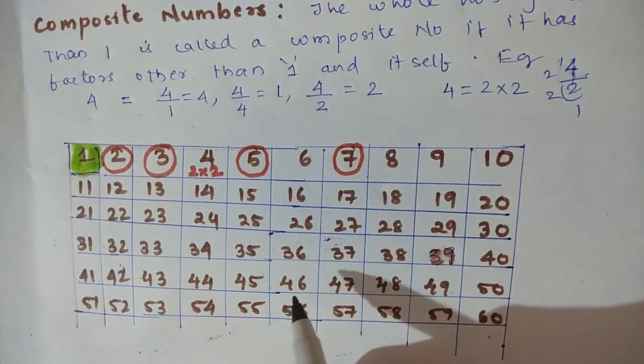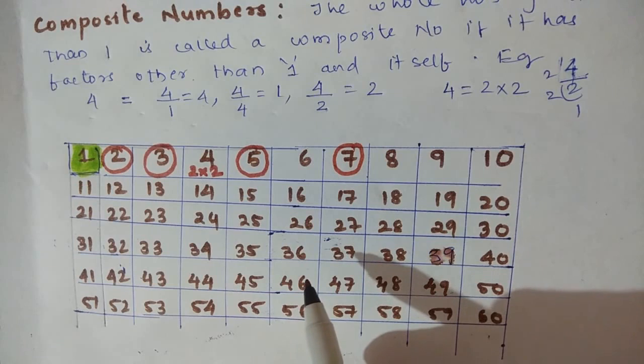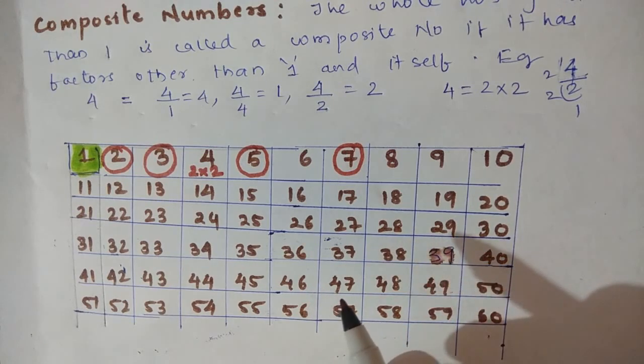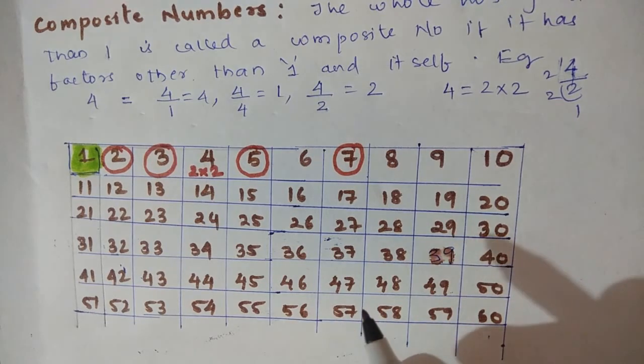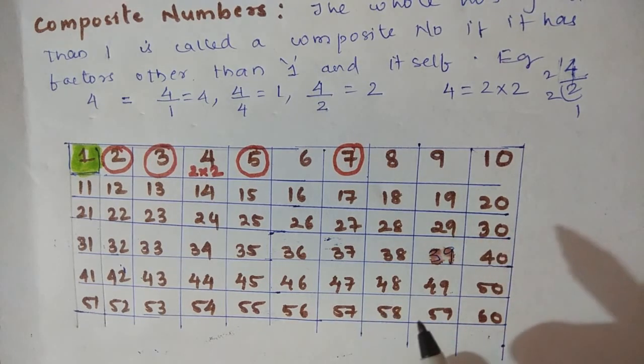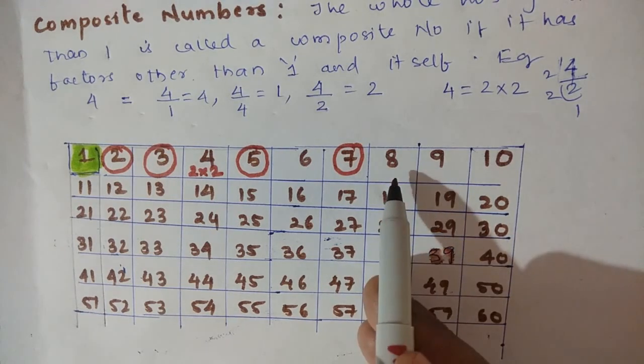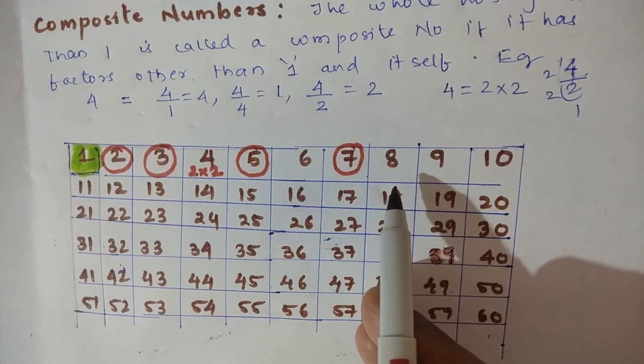What about 8? 8 can be written as 4 into 2 or 2 into 4, right? So 1 into 8 is 8, and 8 into 1 is also 8. So 1 and 8 are factors of 8. And other than that, what are the other factors? 2 and 4, because 8 can be written as 2 into 4 or 4 into 2. Therefore, 8 is what type of number? It is a composite number.